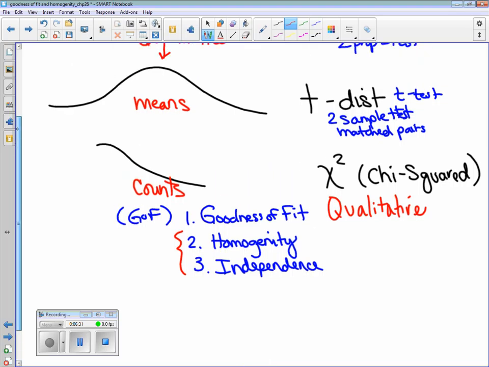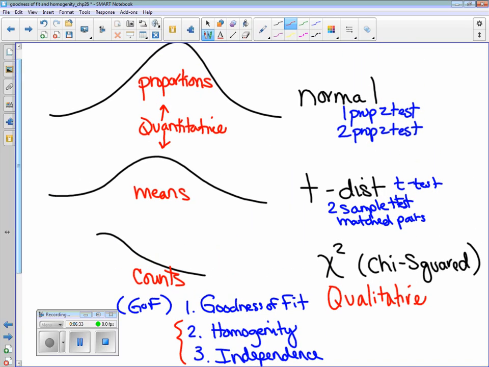Now, just like with the other 2 distributions that we've used before, when you're doing a test, you have 4 steps. And those 4 steps are the same 4 steps all the time. What's step 1? Hypotheses, right? Null and alternative hypotheses. What's step 2? The conditions and naming one of those tests. What about step 3? The test statistic.